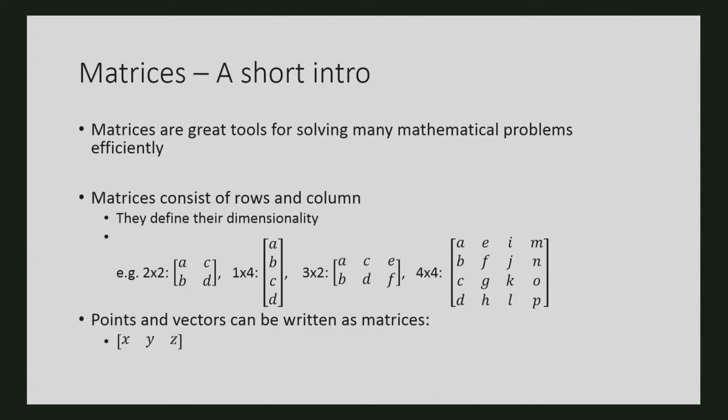A matrix can be of any size. Everything that has to do with computation in math will, in many cases, be represented in matrices, and this is something that we can use here because we also can write down points and vectors as matrices. For instance, if we represent a point or a vector in space, it will be a matrix of size 3 by 1.